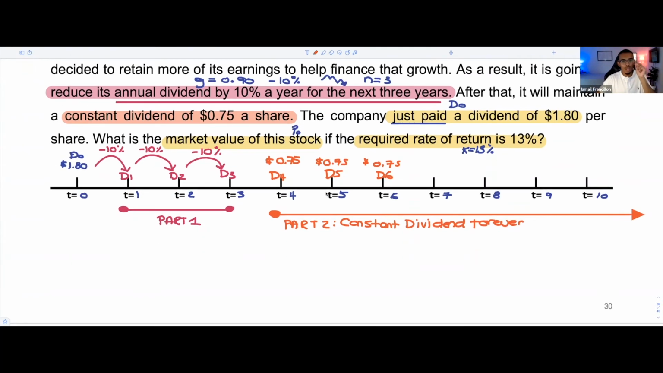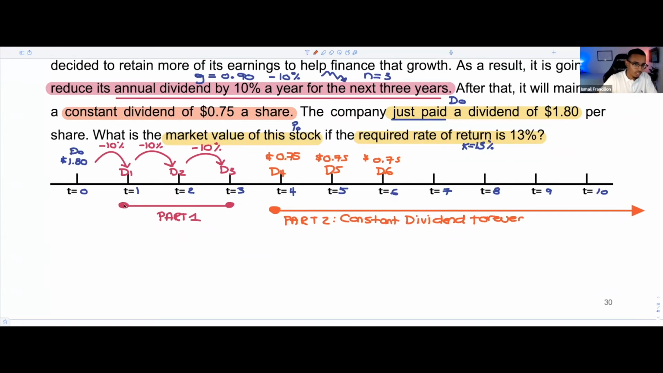Okay? Now let me ask you a different question. Part 1, all right? What we have right here. Is it lasting forever, or is it only lasting a specific amount of time? Part 1. How long is part 1 actually lasting? Only for a certain amount of time. Part 1 literally lasts only 3 years. This is a specific amount of time, okay? 3 years.